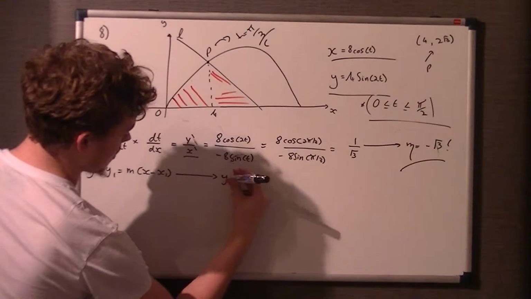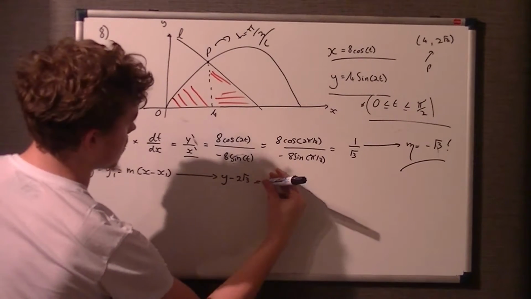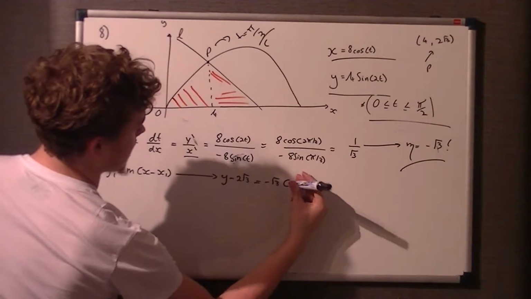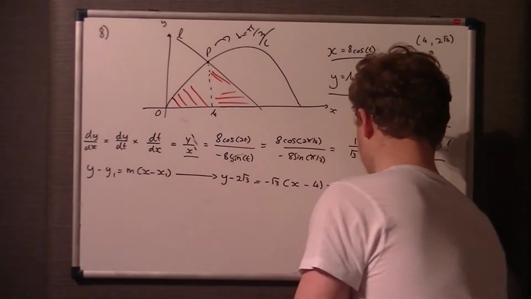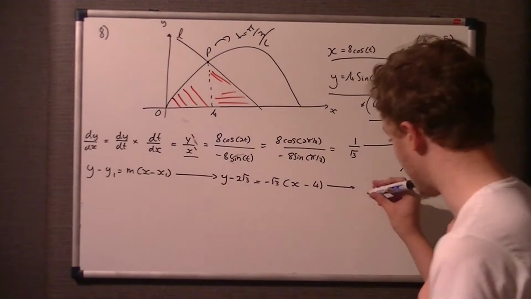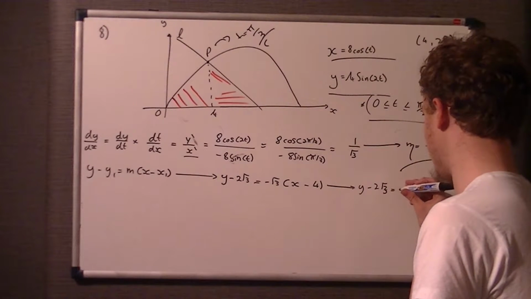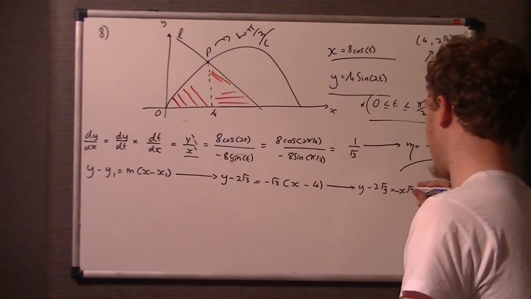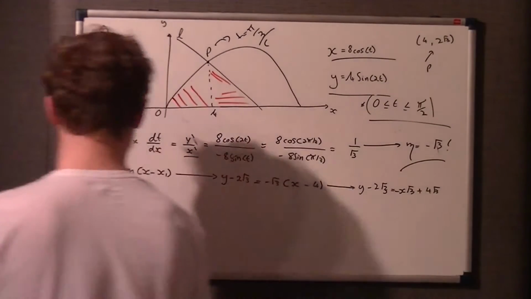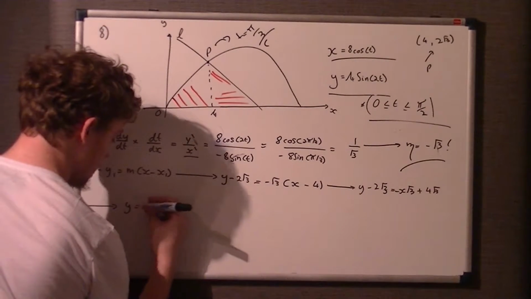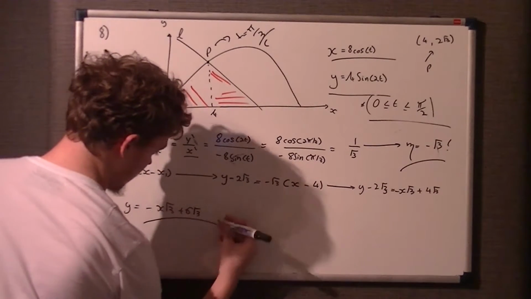So y minus y1, y1 being 2 root 3, is equal to negative root 3 brackets x minus x1, which is 4. Sorry, I do apologise. And then it's a case of expanding this, so y minus 2 root 3 is equal to negative x root 3 plus 4 root 3. Then you add 2 root 3 to both sides, so you get y equals negative x root 3 plus 6 root 3, as required.